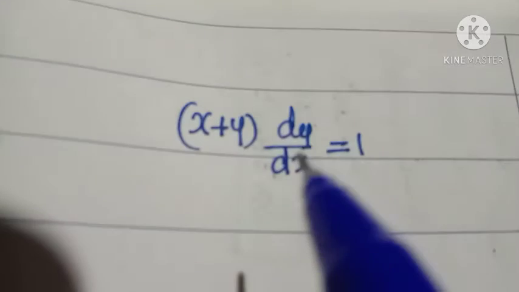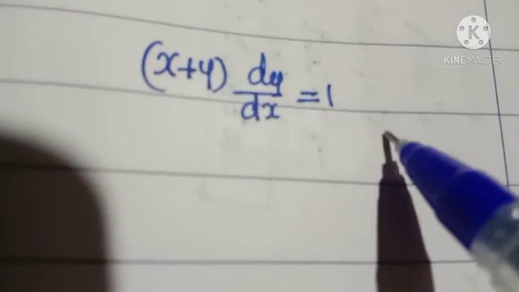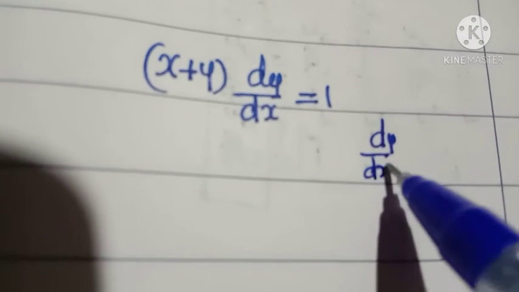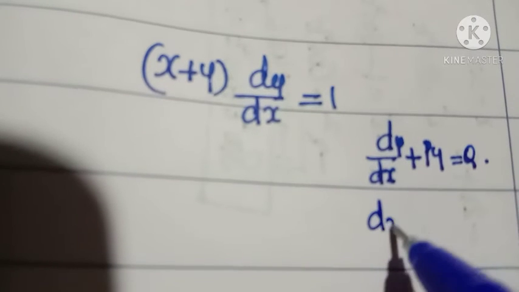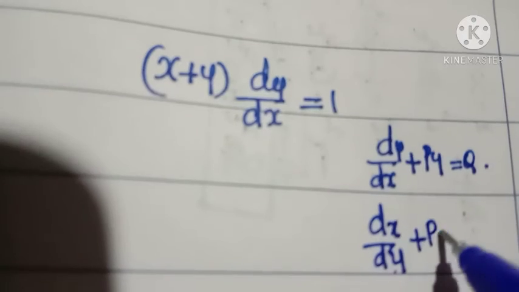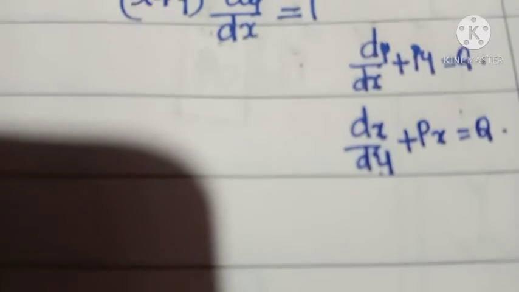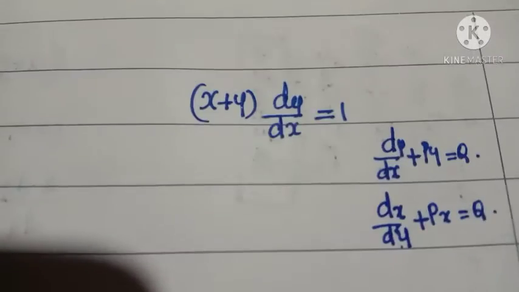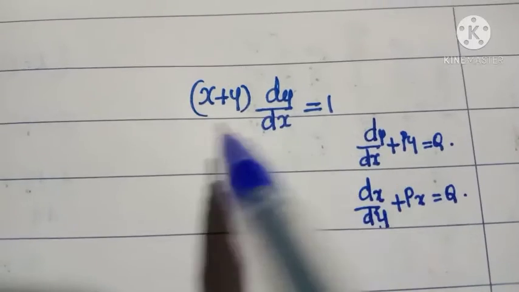This question: (x + y) dy by dx is equal to 1. See, we have two forms. One is dy by dx plus Py is equal to Q, and the second one is dx by dy plus Px is equal to Q. In both cases, it is dy by dx plus. But here it is dy by dx into, isn't it? So we have to make some rearrangements here.